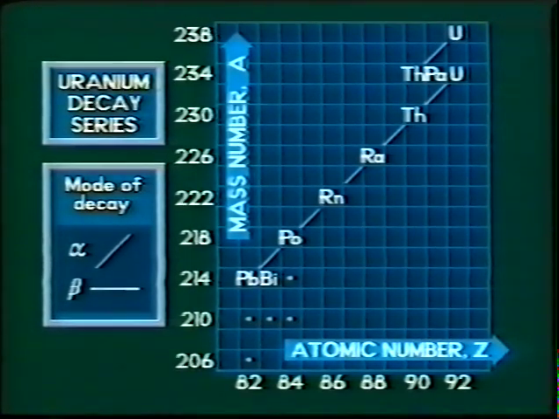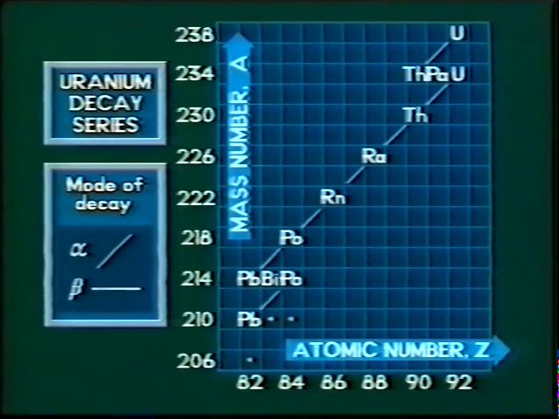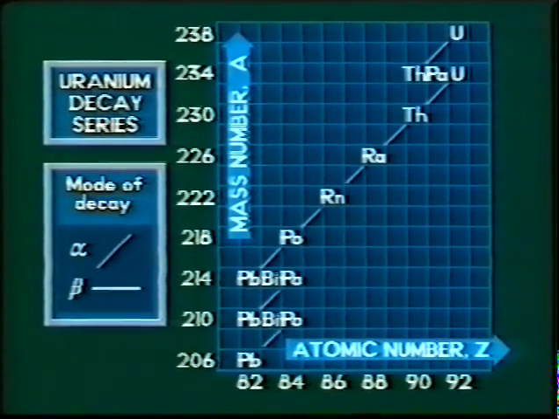Then beta decay to bismuth, another beta decay to polonium again, then alpha decay to lead, beta decay to a light isotope of bismuth, another beta decay to another polonium, then alpha decay to produce a stable form of lead.